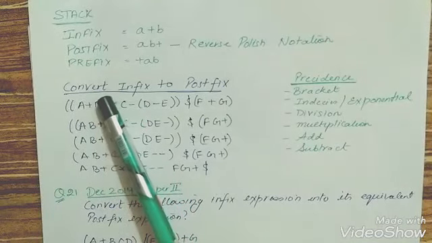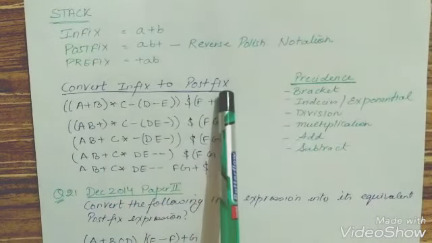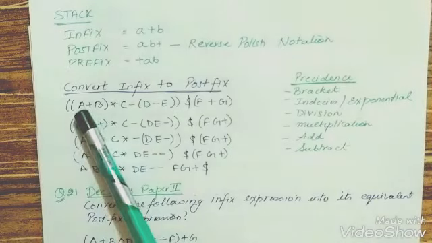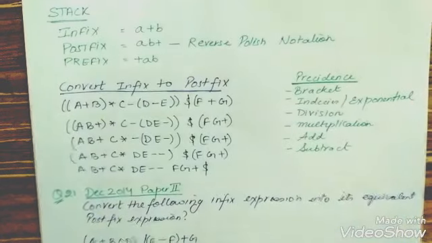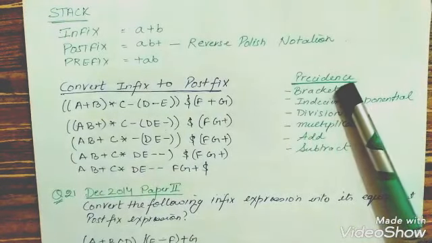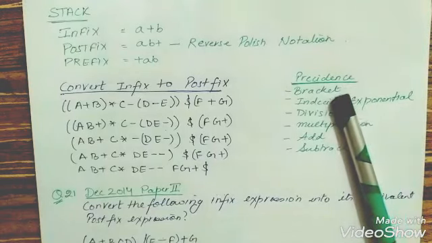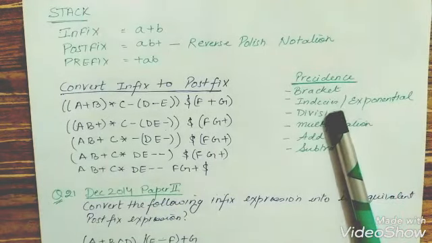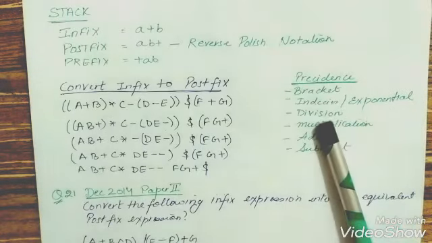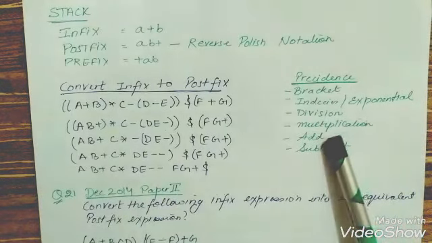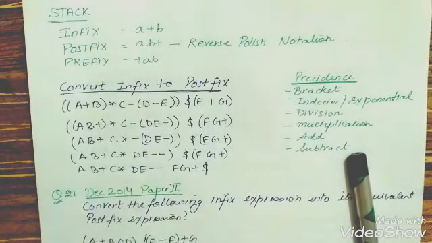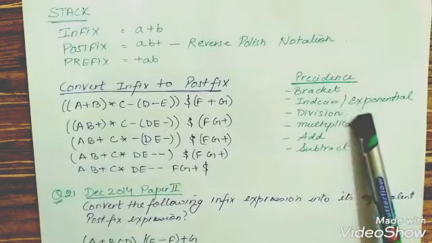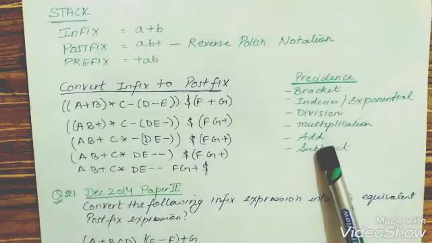So how to convert any infix to postfix? How can we do that? So here is the expression, right? Firstly, we need to follow this precedence. This is the precedence chart, in which we have to solve brackets, then indices or exponential, then division, multiplication, addition, and then subtraction, right? If any expression has brackets, then that bracket will be solved first, and after that indices will be solved, then division, then multiplication, addition, and subtraction.